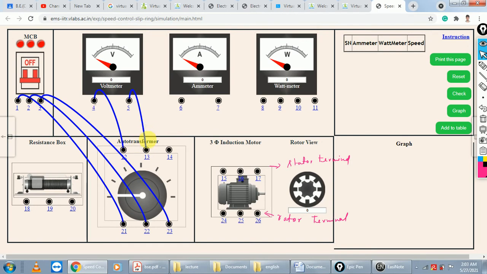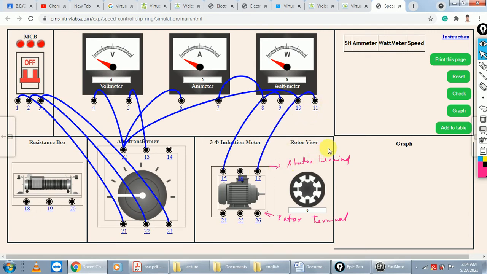Next, 6 connects to 12, and 7 connects to 8. 9 connects to the 15 number terminal, and 10 connects to the 12 number pin, and 11 connects to 17.